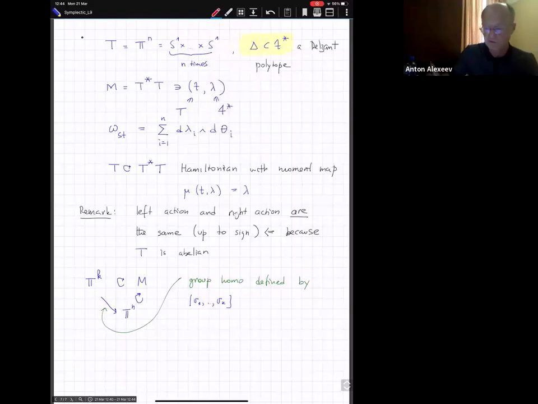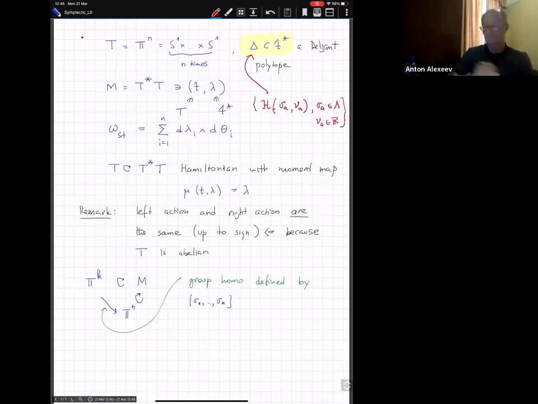Recall that the definition of delta involves the collection of hyperplanes, which are defined by vectors of lambda and real numbers. And now we are taking all of those v_a's and putting them there. So it defines a homomorphism from T^k to T^n.